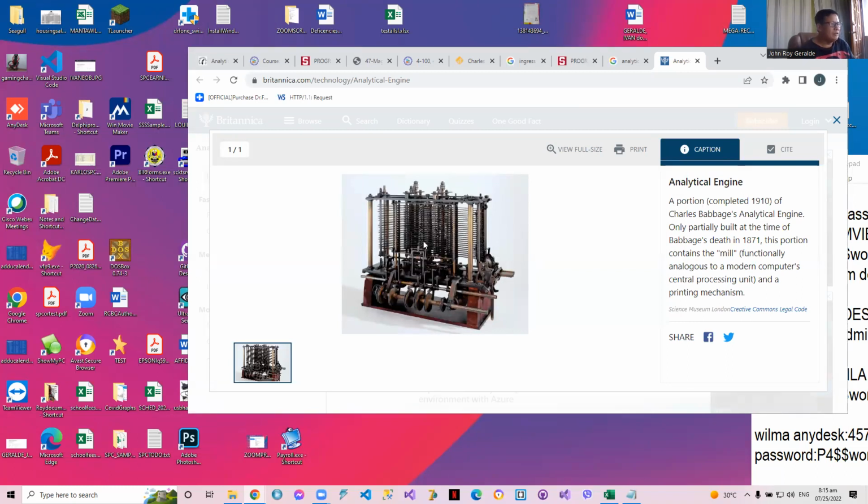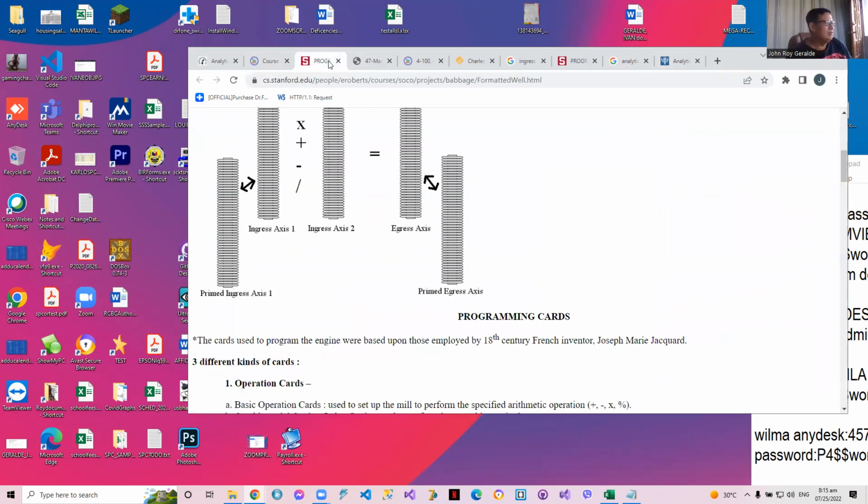there are 4, there is one of these. This is the prime egress. This is the ingress axis 1, ingress axis 2, and this is the prime ingress axis. So the main wheels that are used are ingress axis 1, ingress axis 2, and ingress axis 3. They are rotating gears. Do you follow? Do you follow?